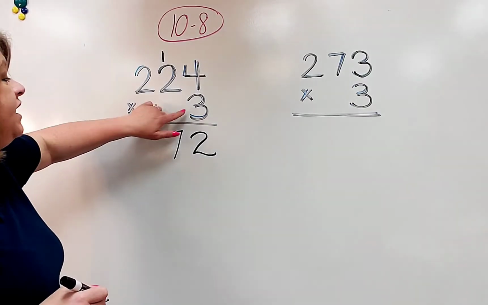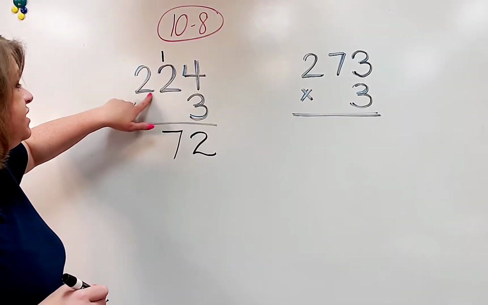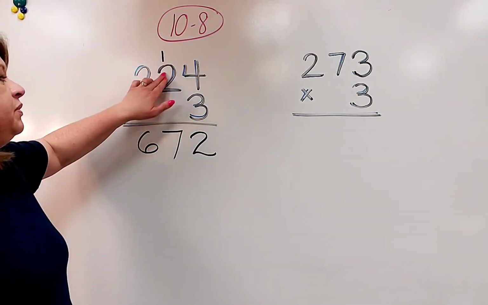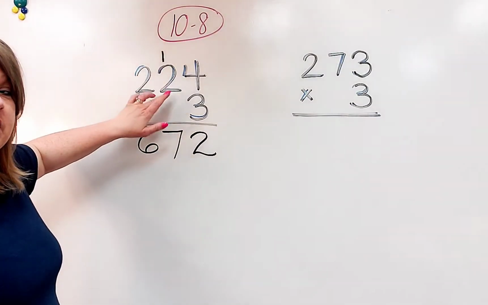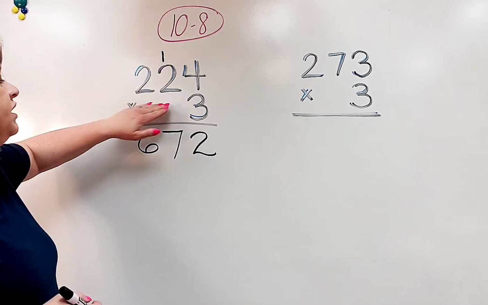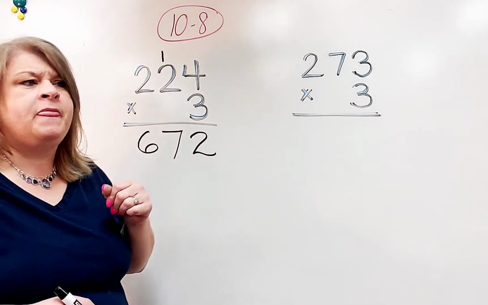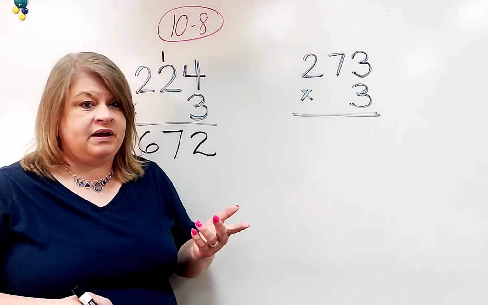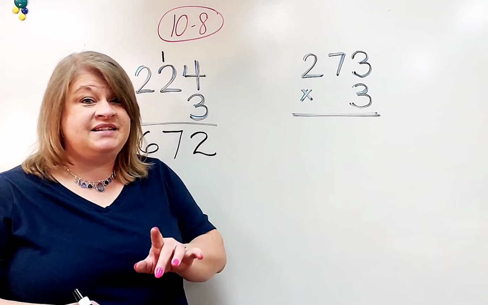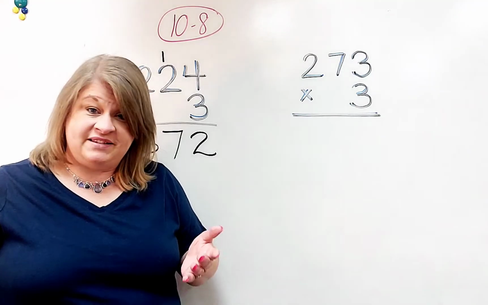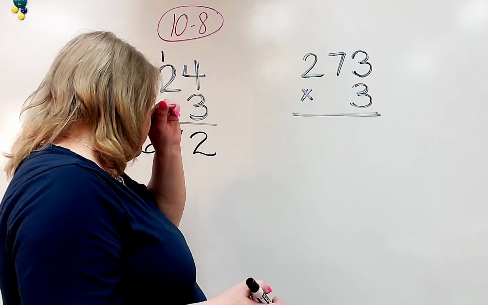Then we're going to go ahead and multiply this. 3 times 2 is 6. So we can multiply and regroup in some places and not others. We can do that in the same problem. Now I want you to take a look at this problem because you guys can multiply with regrouping, but sometimes it's not the ones place that needs to be regrouped. We can also regroup the tens place. Look at this one for example.